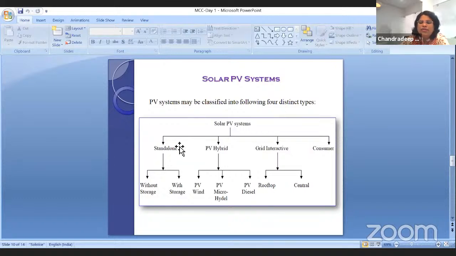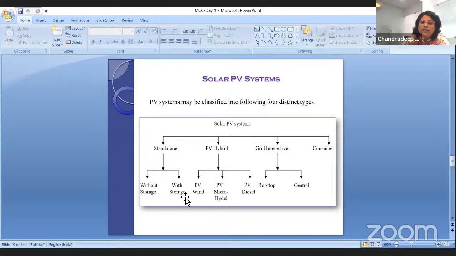One is standalone, we also call it off-grid. Standalone means not connected to the grid. It is totally used for your purpose, whether it is your home or college or hotel, whatever. You are not feeding anything to the grid. So in standalone systems, we have without storage, meaning without battery, and with battery. In any off-grid system, there is generally no application without a battery, because off-grid means you are storing the charge in the battery.